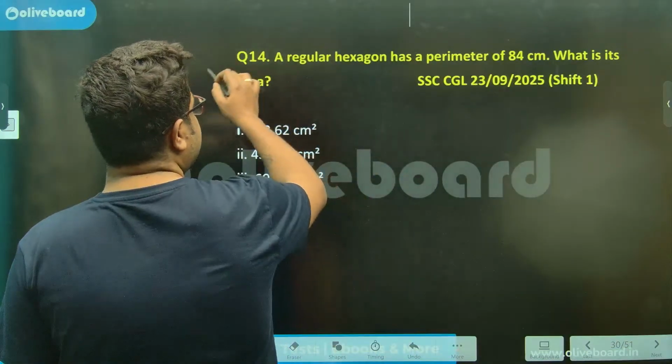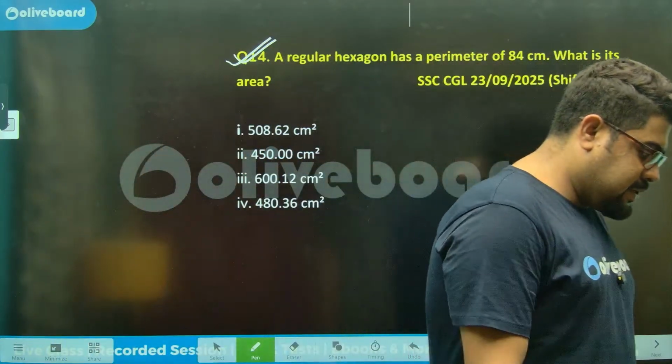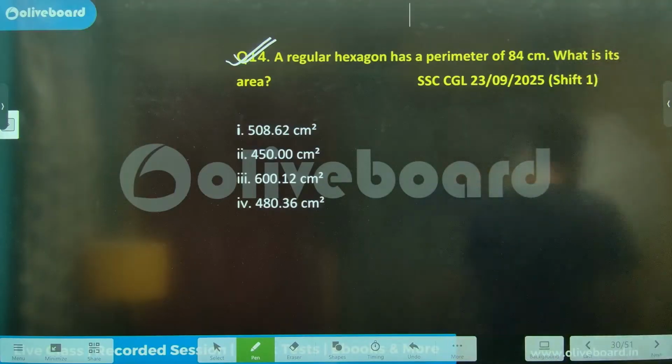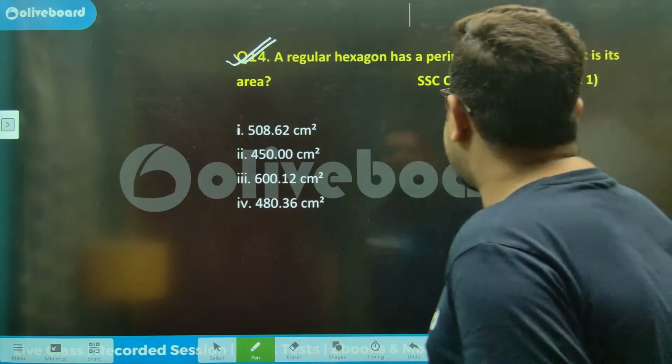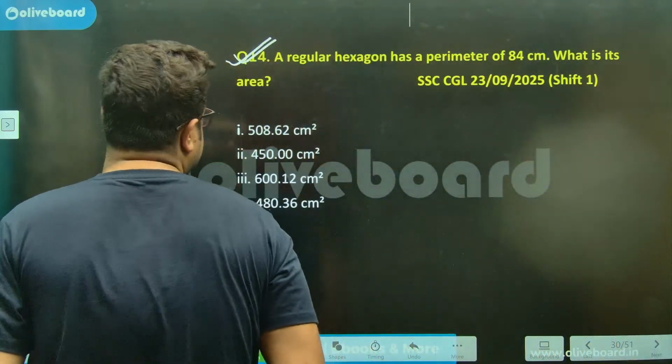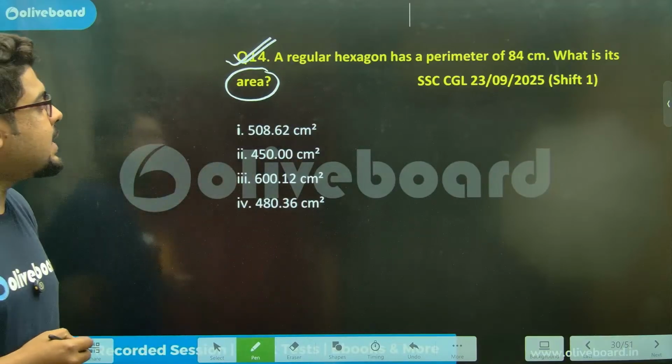Done, sir. Sir, again a regular hexagon. Let's see what we can do over here. A regular hexagon has a perimeter of 84 centimeters. What is the area of the hexagon?